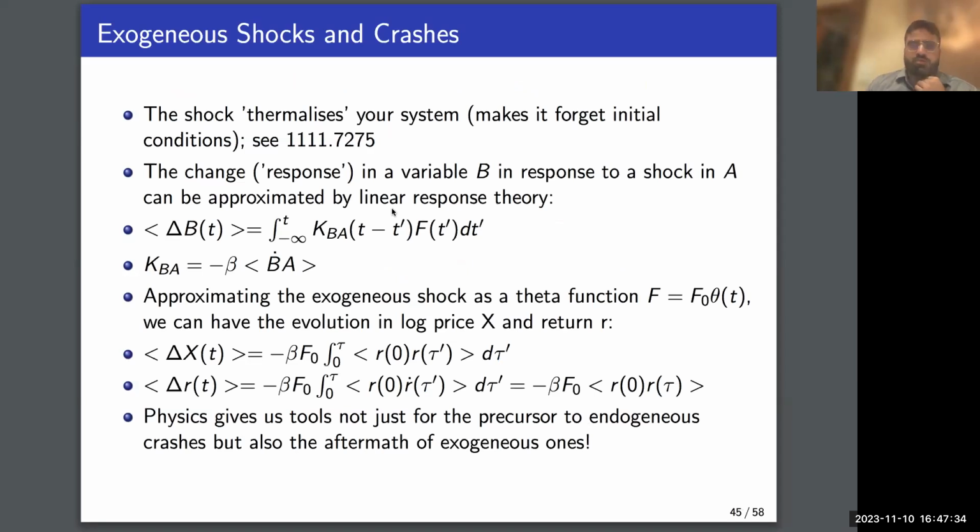One can actually use the formalism of, for instance, linear response theory to quantify how a shock in a certain variable, say A, can affect another variable B. The expectation value of the variable B after the shock can be written as the convolution of the forcing term that affects A with a certain kernel function, which is called a response function, which can also be written as the expectation of B dot A. And we see that if our exogenous shock F is a theta function, we can get these expectation values of log price and return and express them in terms of these 2-point expectation values that we can compute. So essentially, physics not only gives us good tools to forecast endogenous shocks, but also quantify the aftermath of exogenous shocks after they happen.